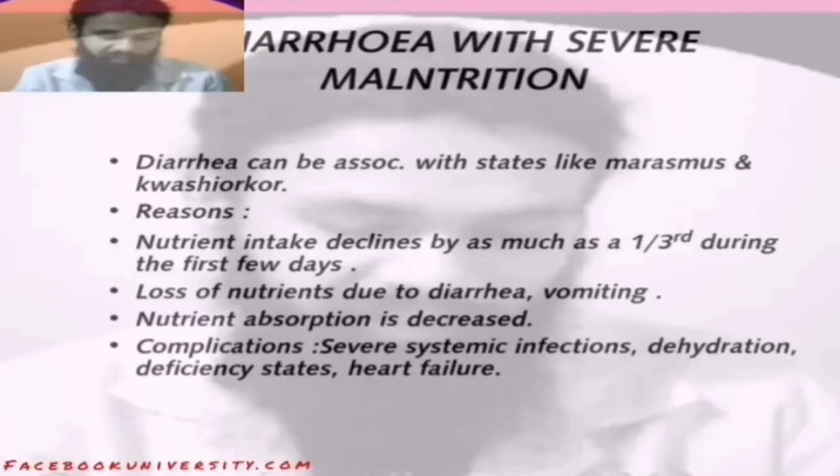So, what are the causes of malnutrition in diarrhea? Nutrient intake declines by as much as 1/3 during the first few days. Loss of nutrients due to diarrhea, vomiting. Nutrient absorption is decreased. Complications: severe systemic infections, dehydration, deficiency states, heart failure.